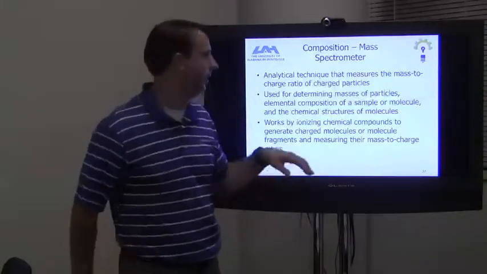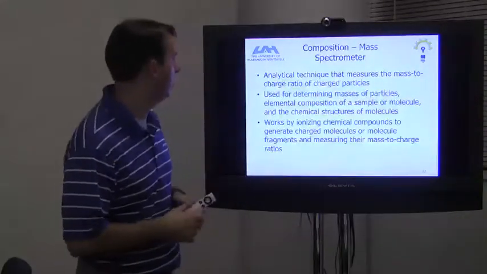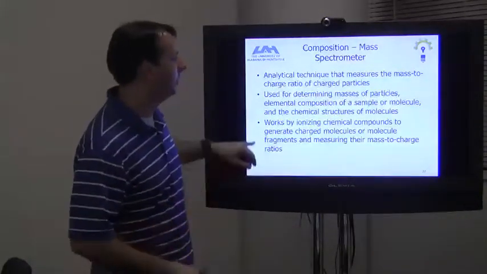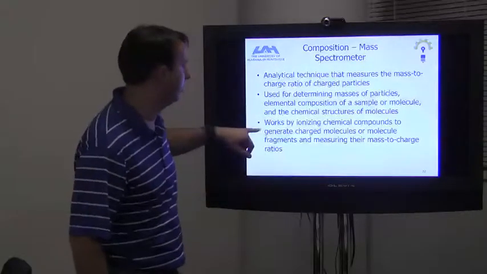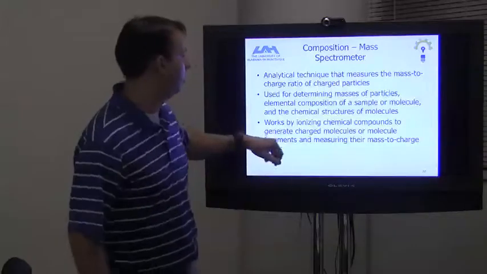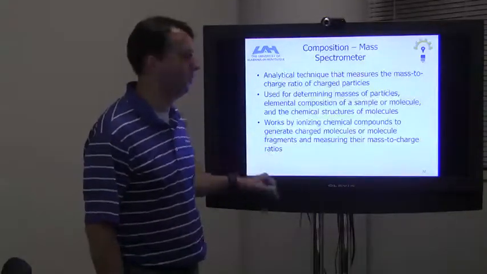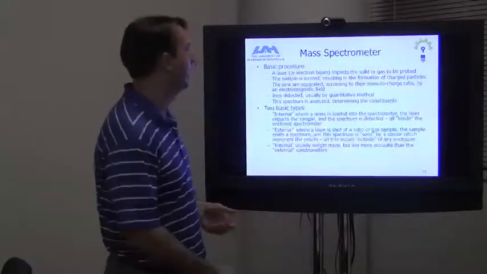It's an analytical technique that measures the mass-to-charge ratio of charged particles, used for determining the mass of particles, the elemental composition of the sample molecules, and the chemical structures of the molecules. It works by ionizing chemical compounds to generate charged molecules or molecule fragments and measuring their mass-to-charge ratios. What does that mean? Here's what happens, basically.